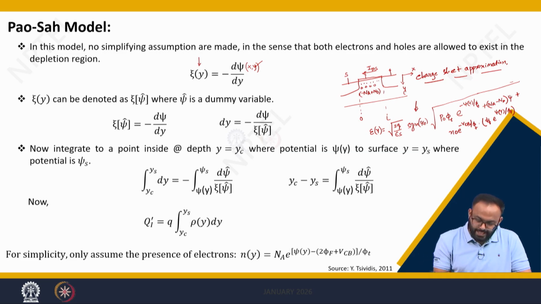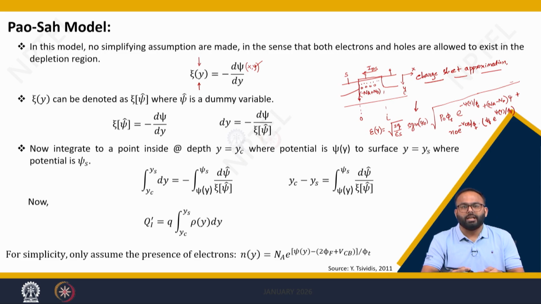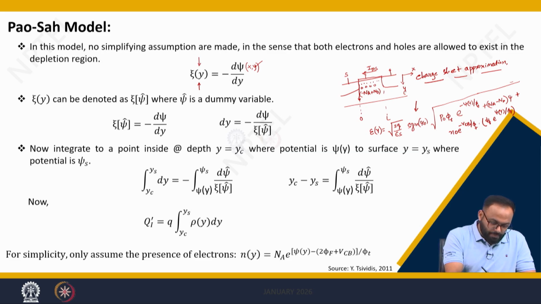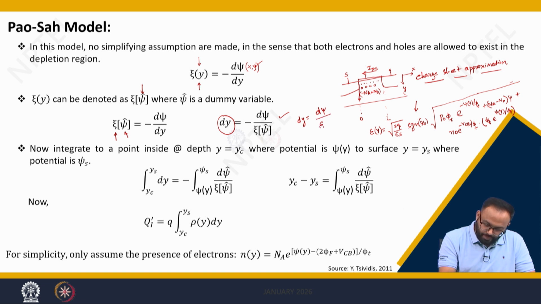Let's move further and change the variable. This Ey is not only a function of y, but it is indirectly a function of the surface potential, or the potential, along y. So can I change this y to psi y, because my electric field is a function of potential also? I am considering psi cap as a dummy variable and representing this psi y as equal to minus d psi by dy. So I can change this as dy is equal to d psi by E of psi with a negative sign.